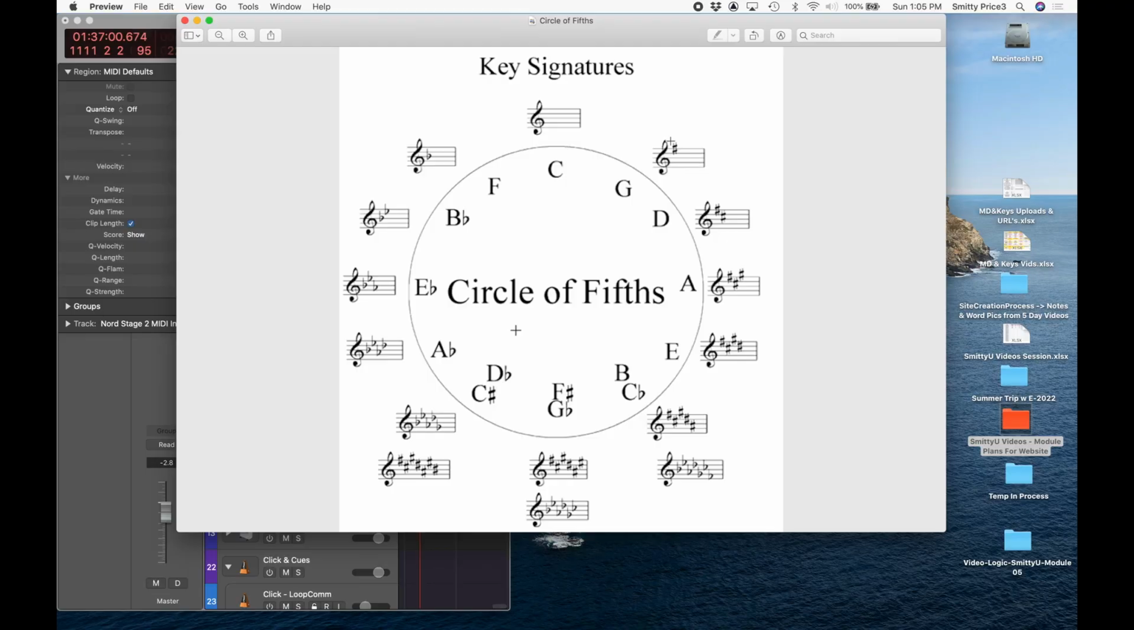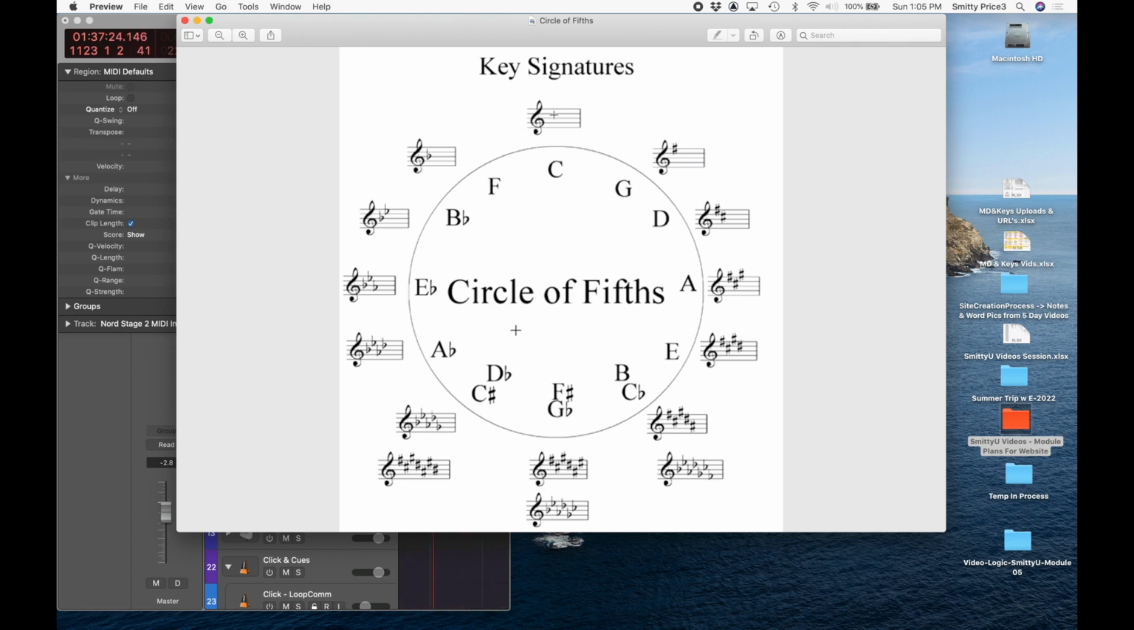Now, look at the C at the top again. Remember, no flats, no sharps. Now we're going to go to the left on this circle. And when we go to the left, we go up. Remember, the flat keys go up in fourths instead of fifths. We use fifths around the right side of the circle for sharp keys. Remember, see, all these keys have sharps in them.